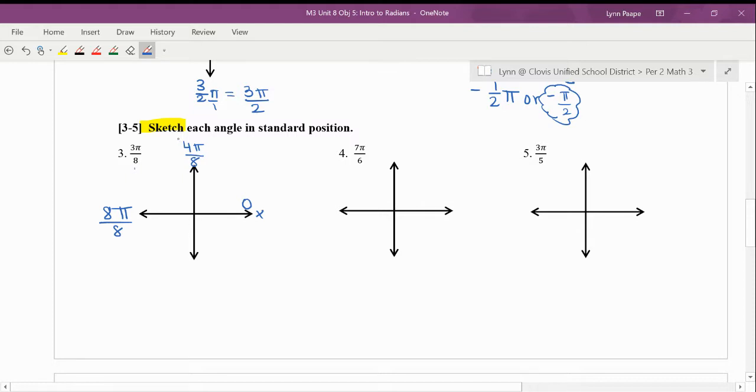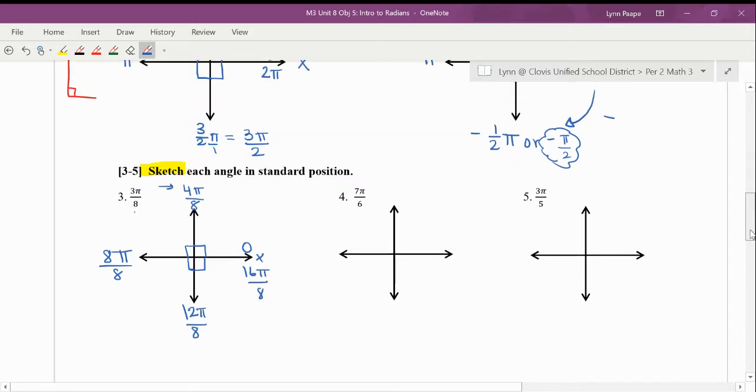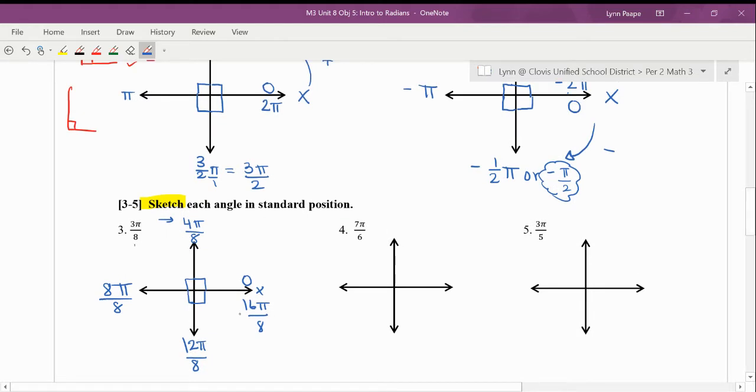So now I'm going to count by 4s to label the rest, right? So this is 4 pi over 8. And then another 4 would make that 8 pi over 8. And then another 4 would make that 12 pi over 8. And then another 4 would make that 16 pi over 8. And if I were to check all of these, it reduces to what we came up with on these quadrantals, right? So 16 divided by 8 is 2 pi, okay?